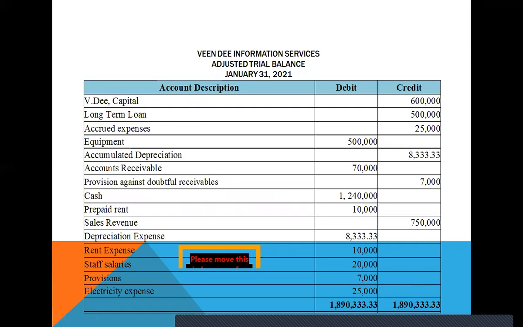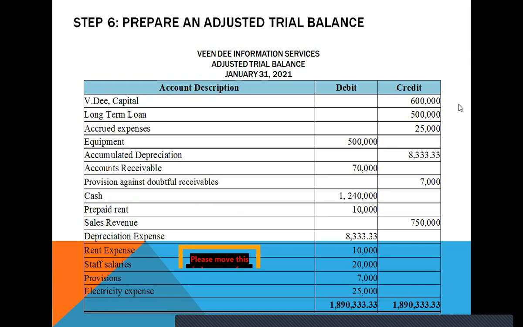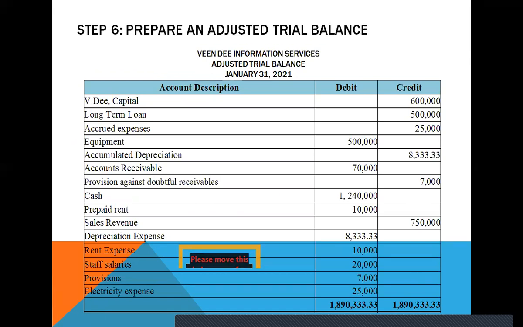All right, so this is how your adjusted trial balance looks like. That is step 6: you prepare an adjusted trial balance. So VEEN capital, 600,000 pesos, the same. Long-term loan, 500,000 pesos. You have not paid your loan to the bank yet. Accrued expenses of 25,000 pesos. Your accrued expenses now is credit because you have already expensed your electricity.